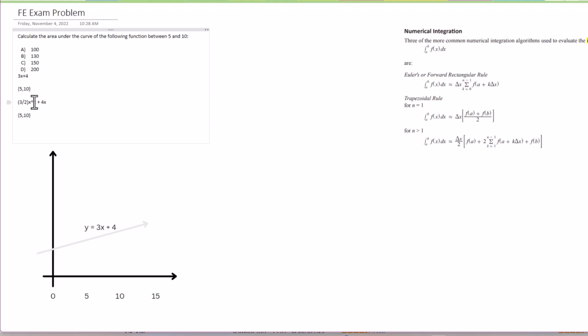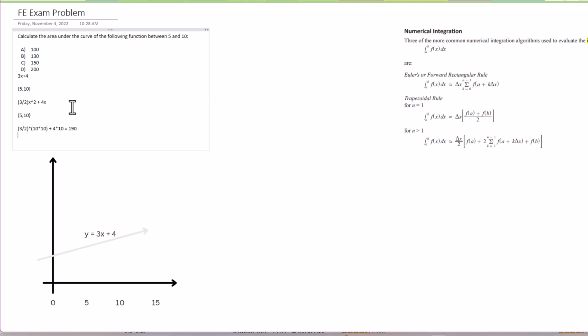We're going to plug 10 into the equation, subtracted by 5 plugged into the equation, to get our final answer. So 3 divided by 2 multiplied by x squared, and in this case it's 10 times 10, plus 4 times 10. That gives us a result of 190. And then if we put 5 into the equation, 3 halves times 5 squared, plus 4 times 5, that's going to equal 57.5.